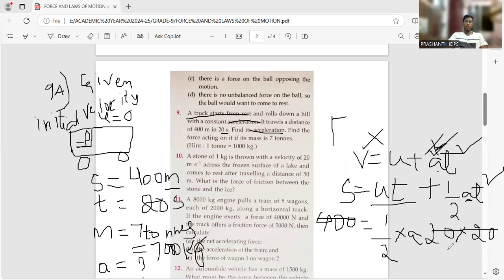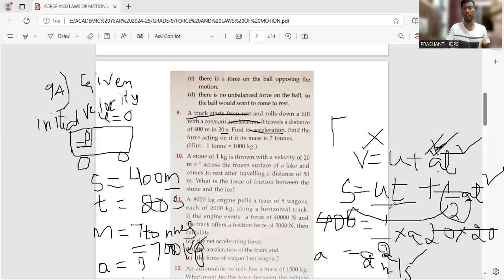Now what will be the a value here? a is equal to 2 meter per second square. This half will go to the other side, so a is equal to 2 meter per second square. I have cancelled the 20 into 20 and the 400. 20 square is nothing but 400, so on the left side you have 400. Both get cancelled, and the remaining will be half into a. This half will go to the other side, so division becomes multiplication. So finally we found the acceleration value.